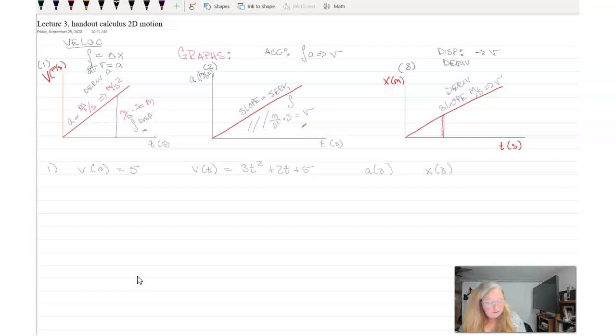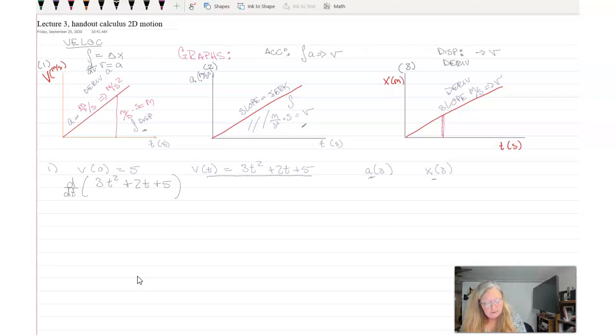So the first question here is saying, okay, I'm giving you this equation that's describing its velocity. We want its acceleration and we want its position. So for acceleration, I look at my velocity, and I need to take the derivative of this function. So d by dt of 3t squared plus 2t plus 5. Let's see what that's going to give me.